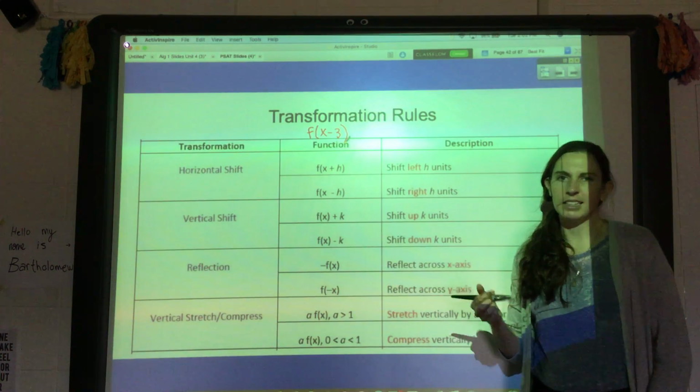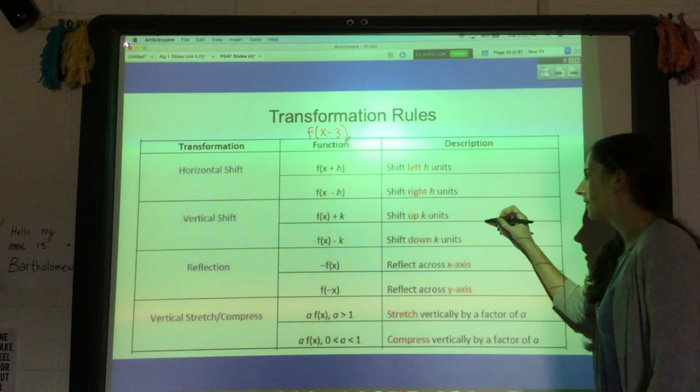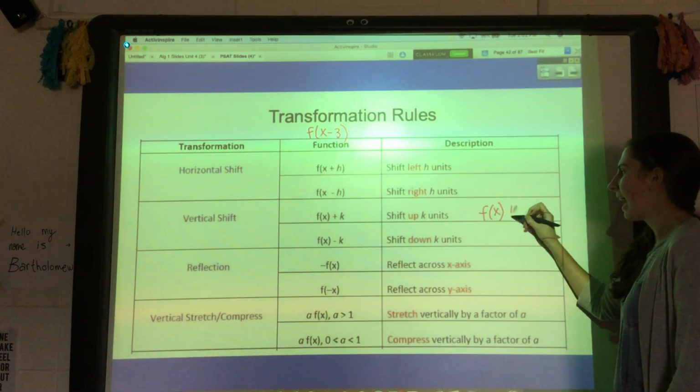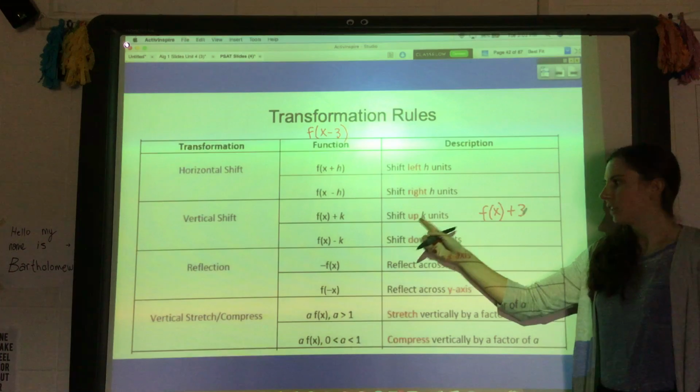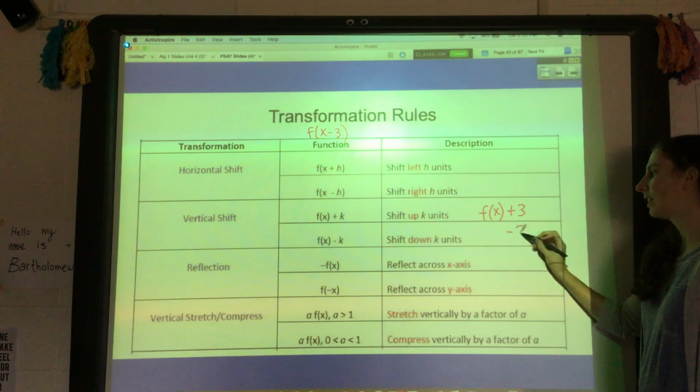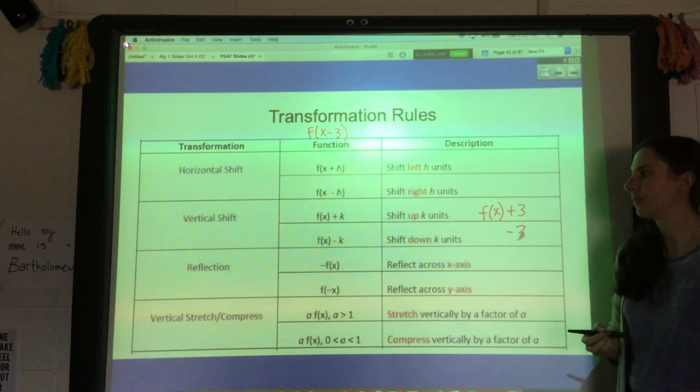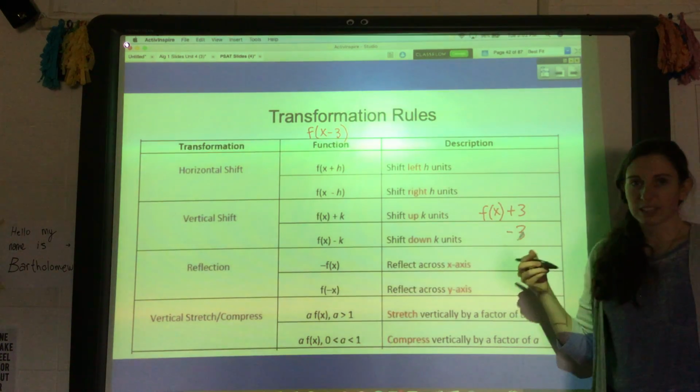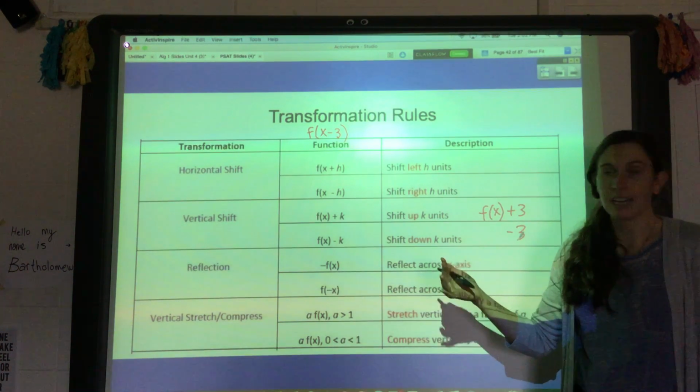The number on the end does exactly what you would expect. So let's say I have a function and then I add 3 on the end, it would shift it up, whereas if I subtracted 3 on the end, it would shift it down. We don't know what f of x is, but it applies to literally any function.